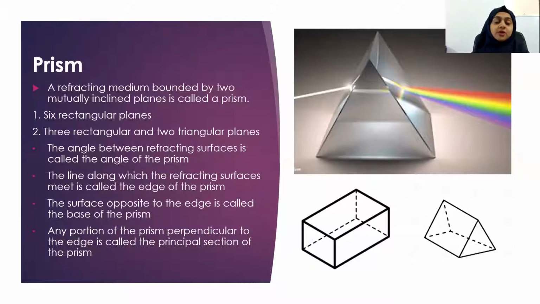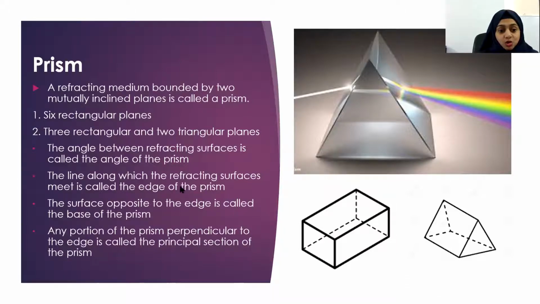And we mostly have an equilateral prism. So can you guess what will be the angle of the prism? 60 degrees, because each angle of an equilateral triangle is 60 degrees. So the angle of the prism mostly will be 60. In problems, it will be given mostly. If it is not mentioned, you can consider it as 60 degrees.